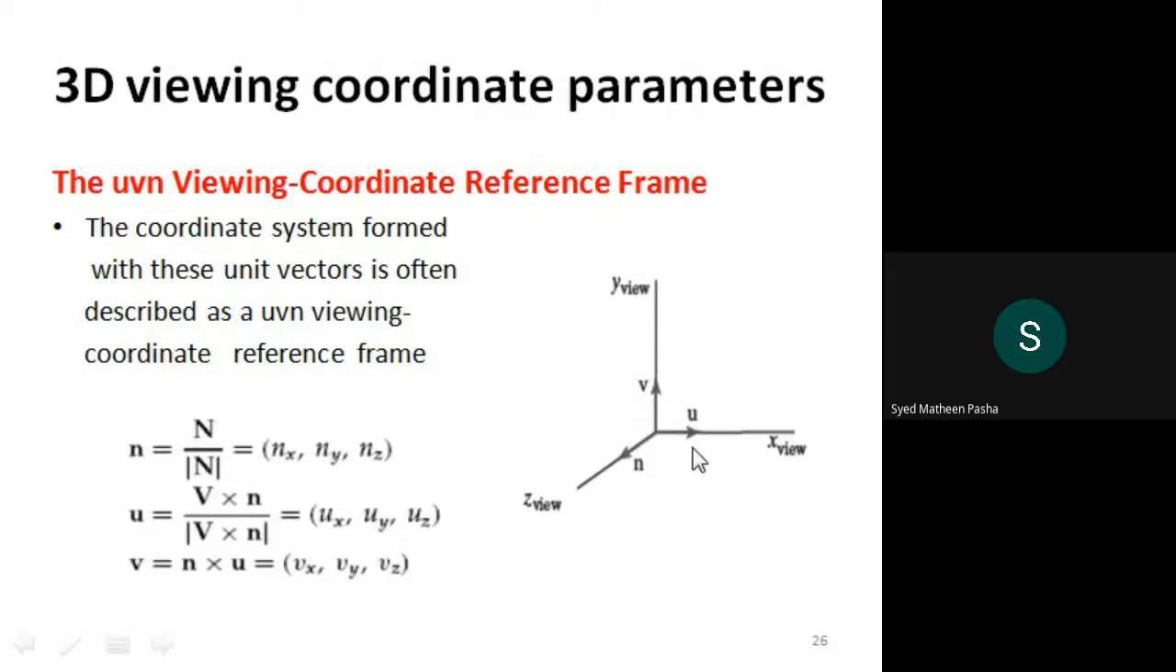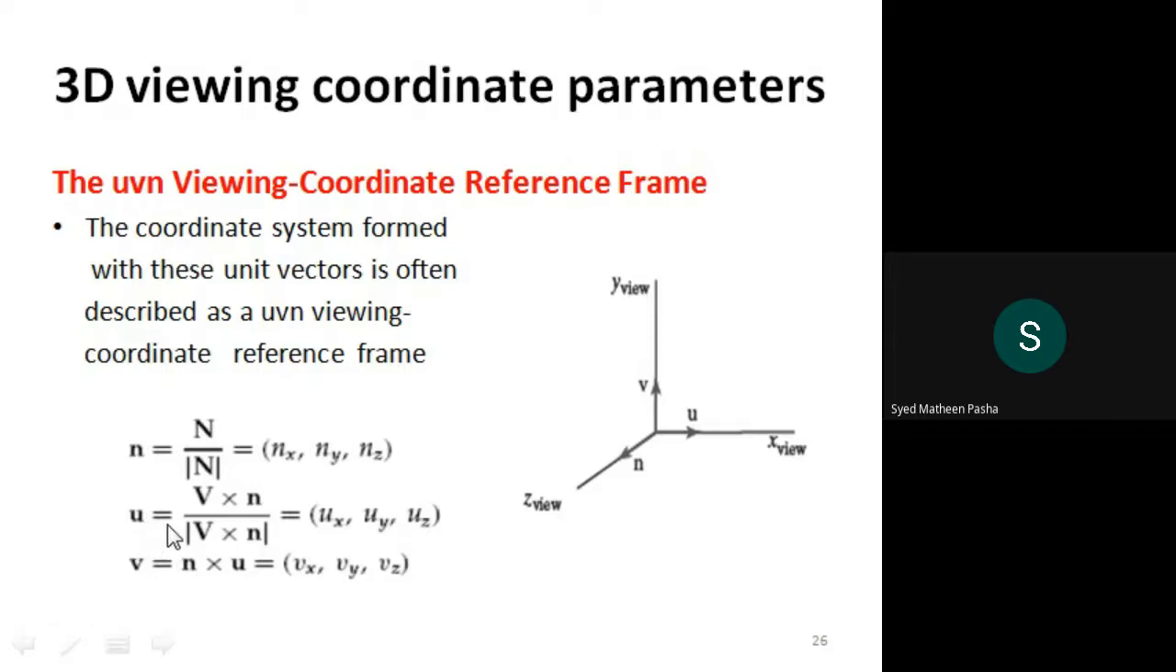As I told, with respect to each axis, a single unit vector is defined. That is, this is one unit vector. With respect to another axis, this unit vector is defined. With respect to another axis, this unit vector is defined. So this is how unit vectors are defined with the help of coordinate reference frames. We have the representation of the UVN viewing coordinate reference frame also, which is represented by the same terms, UVN.